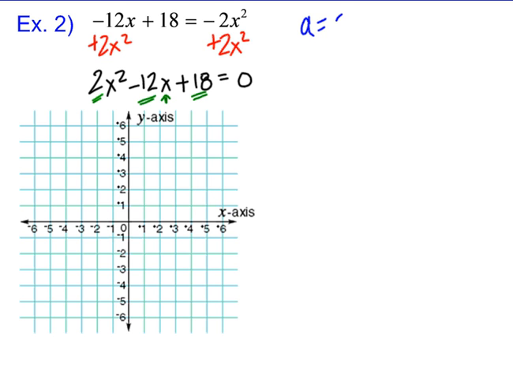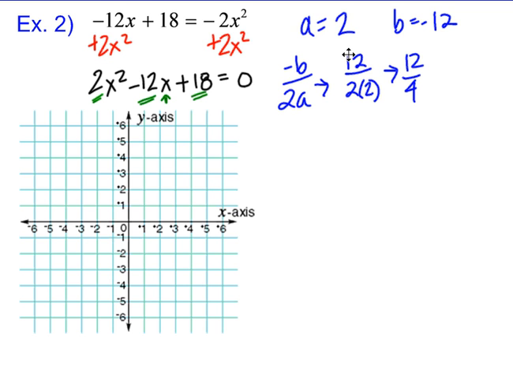So we know A is 2 and B is negative 12. If we take the opposite of B and divide it by 2A, because that's for the axis of symmetry, that would mean positive 12 divided by 2 times 2, which is 12 divided by 4, which you know to be 3. So x equals 3. So what we're going to do is put on our axis of symmetry this 3 right here. That will be our axis of symmetry.